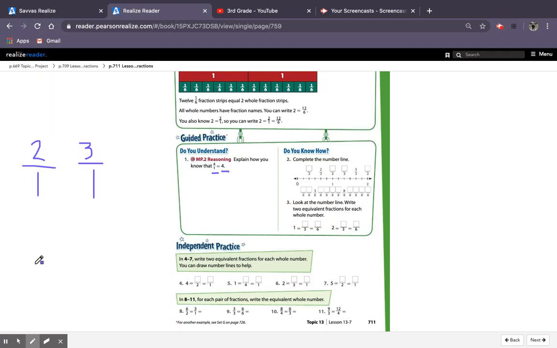I can also say, kind of going along with what the book said, I know that 4/1 equals 4 because they are at the same point on the number line. Or if I were to draw number lines, I would see that 4/1 and 4 meet at the same point.